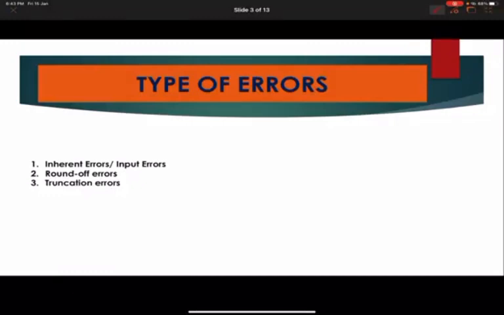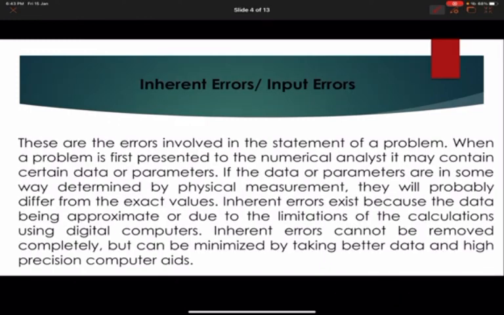Types of error. The first type of error which we study is inherent error or input error. Second is round off error, and third is truncation error. First is inherent error. Inherent error is already there in the problem statement. When a problem is first presented to the numerical analyst, it may contain certain data or parameters. These parameters involved can only be determined approximately, so it will give error initially.